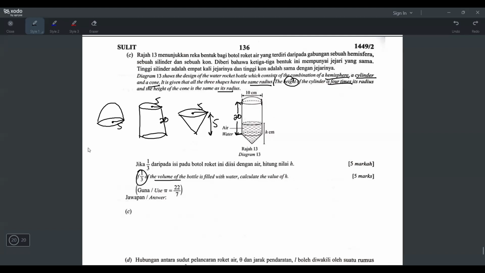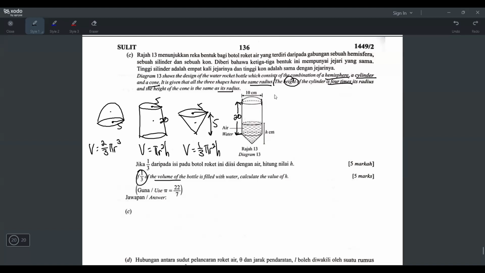To find the volume of the whole container, you need to take the volume of hemisphere plus the volume of cylinder plus the volume of cone. The formula for hemisphere is 2/3 pi r cubed. The volume of cylinder formula is pi r squared h. And the volume of cone is 1/3 pi r squared h. These are the formulas that I will use now.